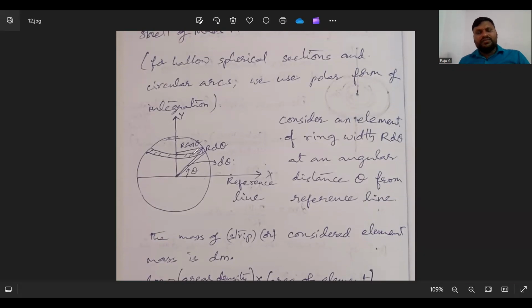We can move this ring from top to bottom or bottom to top. So if the ring is here, if the ring is here, we will get the entire spherical shell. Therefore, we can consider our element as a ring whose width is r d theta and which is at angular distance theta away from the reference line.